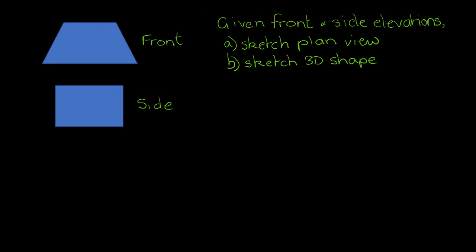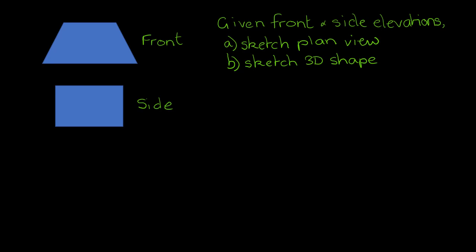A different type of question again. Here we've been given the front elevation and the side elevation, and we're being asked first of all to sketch the plan view. So again, you've got to try and imagine what that shape would be like if you're looking down from on top. And part B says actually sketch the 3D shape. Now you actually might find it easier to sketch the 3D shape first so that you can more clearly in your mind get what the plan view is. So let's do it that way round.